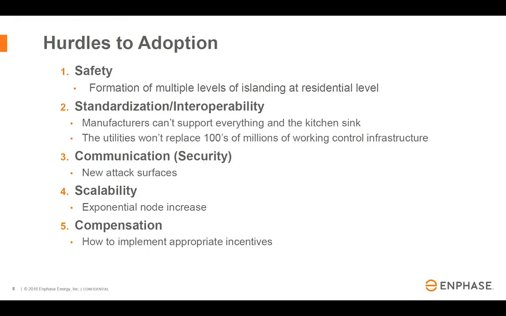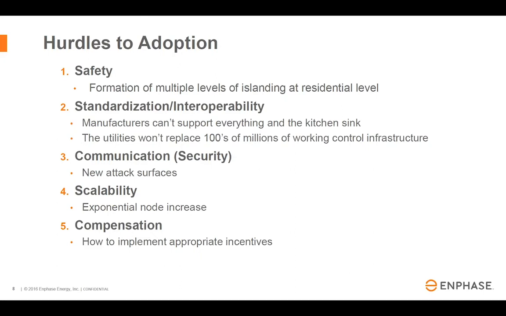Standardization and interoperability. Manufacturers can't support everything in the kitchen sink. It takes us time to write the firmware and to develop the controls to run on these inverters. So we basically have to develop more of a framework that leaves room for innovation but still allows interoperability. And that framework needs to be able to coexist with existing utility infrastructure as well.